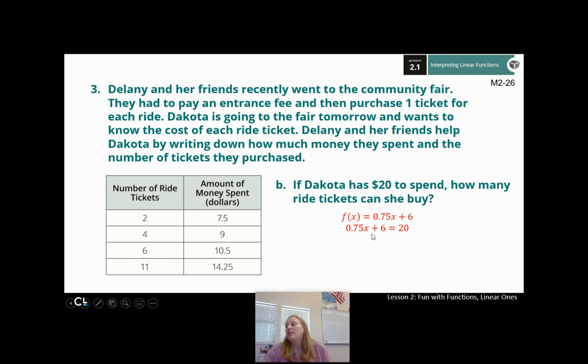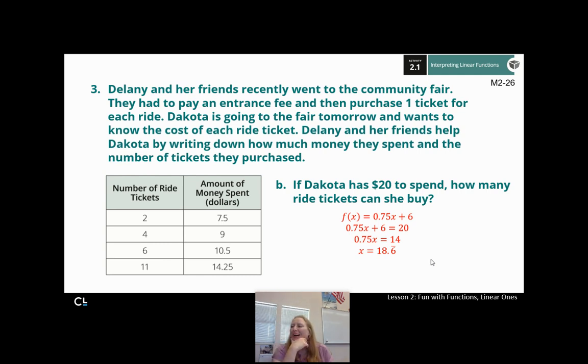First of all, I'm going to subtract out the cost of the entrance fee. So 20 minus 6, of course, gives me $14 left. And now I need to figure out how many tickets. So I'm just going to divide both sides by 0.75. If I divide both of these sides by 0.75, I get X is about 18.66666, going forever. Maybe you want to round it with a 7. It's up to you.